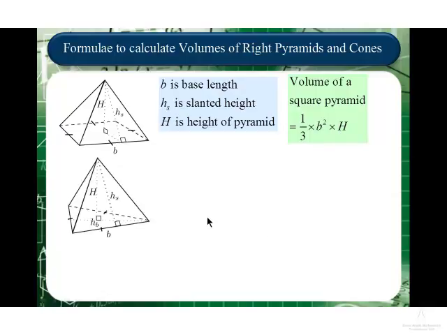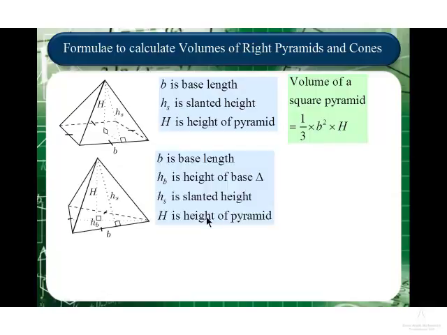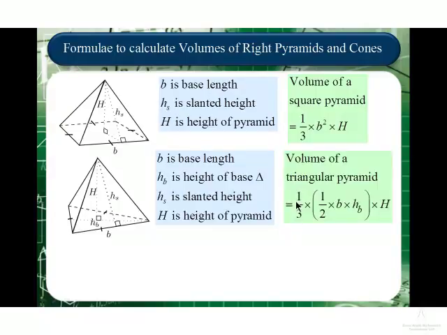In the case of the triangular pyramid with the parameters as seen before, b the base length for the equilateral triangular base, h sub b is the height of the base triangle, h sub s is the slanted height, and capital H is the height of this pyramid, we have the formula for the volume as follows. The volume of a triangular pyramid is given by a third again, times the area of the triangular base, which is a half times the base length times the height of the base triangle, everything times the height of the pyramid, capital H, in such a case.